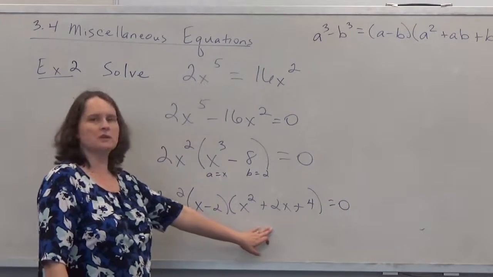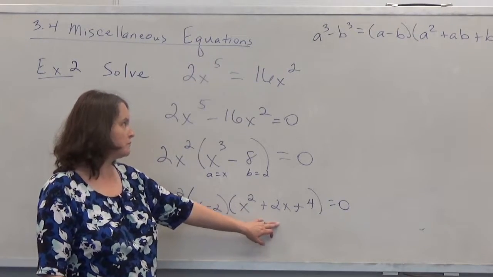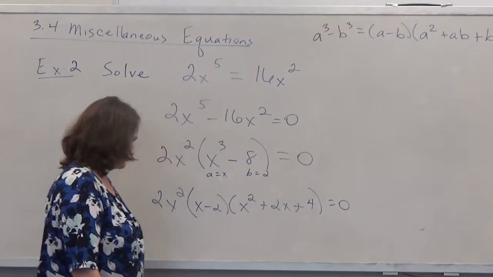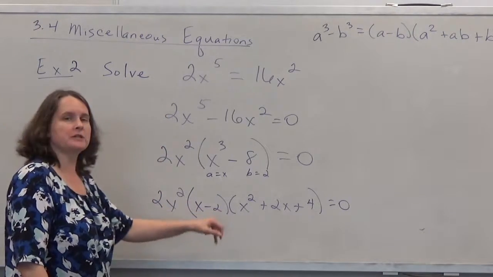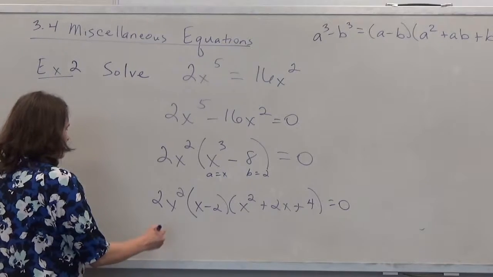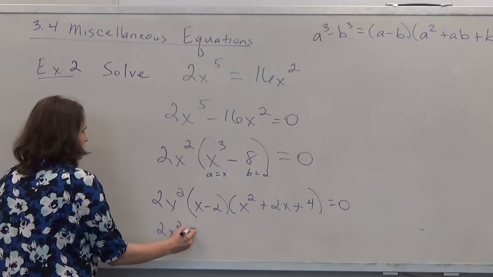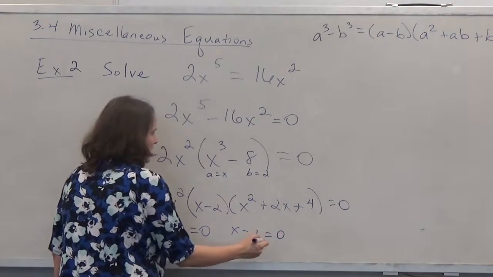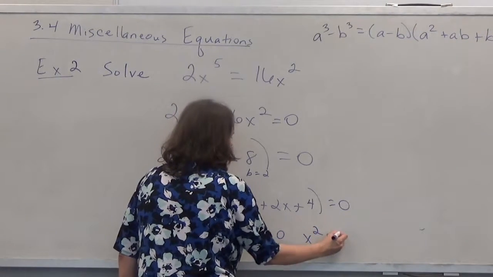Remember the trinomials that you get from those cubes, those special formulas do not factor any further. So we'll set each of these factors equal to 0 and solve. So we've got 2x squared equals 0, x minus 2 equals 0, and x squared plus 2x plus 4 equals 0.